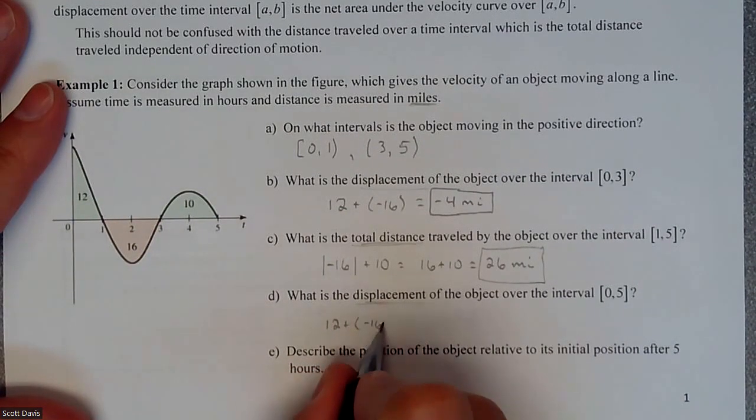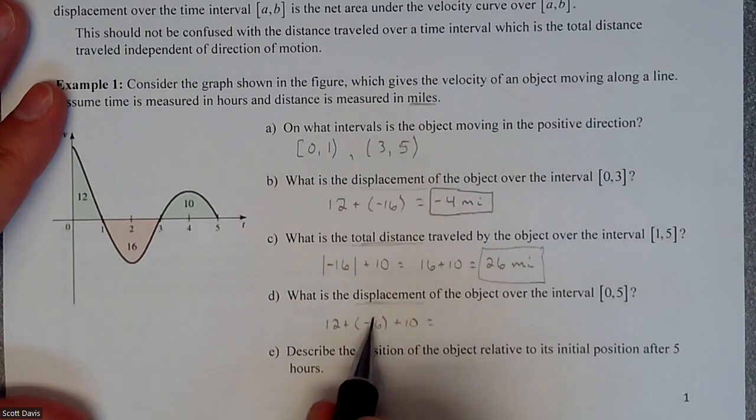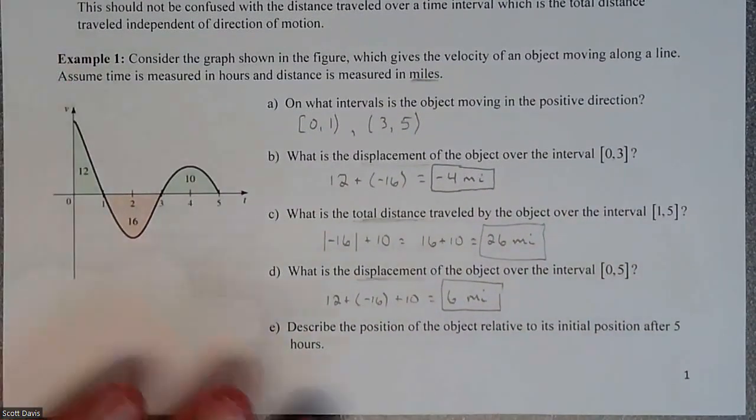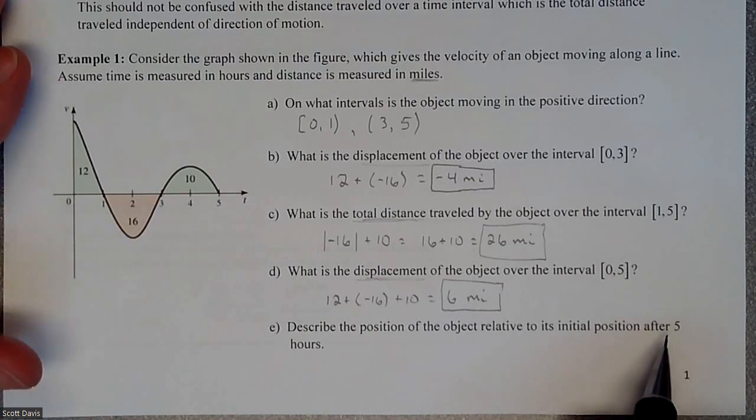Plus a negative 16 plus a 10. So that's 22 minus 16, which would give us a total of 6. Right? And then describe the position of the object relative to its initial position after 5 hours.